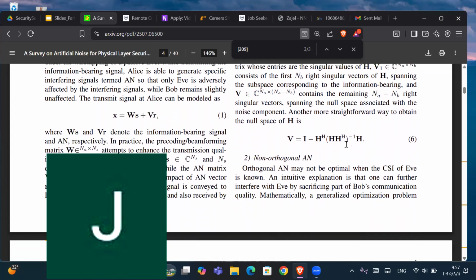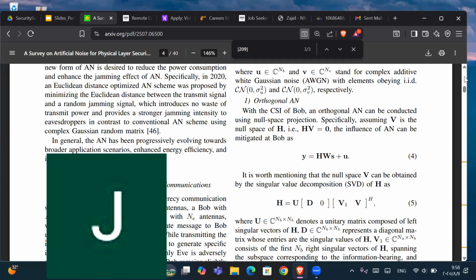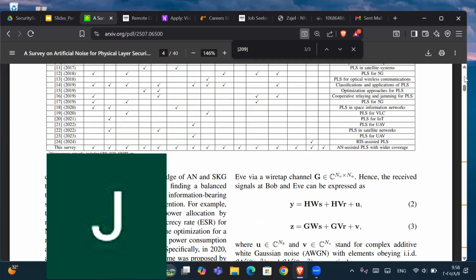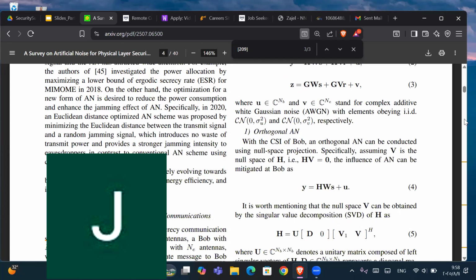So at the end of the day, we can obtain the V, the null space vector, which can also be calculated using this formula: I, the identity matrix, minus H Hermitian multiplied by H H Hermitian all inverse multiplied by H. So that's basically how the technique works. This is how the artificial noise technique functions on the mathematical level.